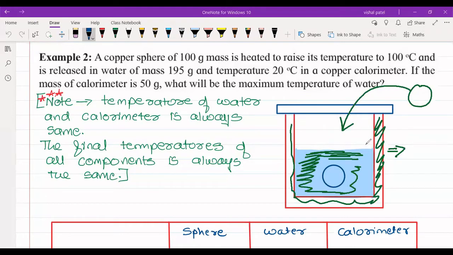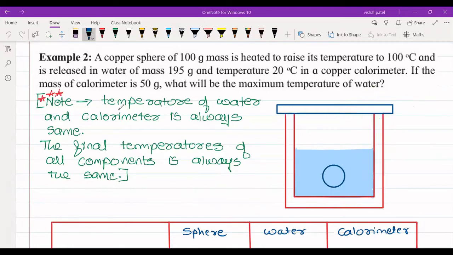Okay. Now, a simple thing, students. If you take a container in which there is water, so if the temperature of water is 40 degrees Celsius, the temperature of the container will also be 40. Yes, because they both are in contact with each other. Okay, see students, that is what I've written here. The temperature of water and calorimeter is always the same.